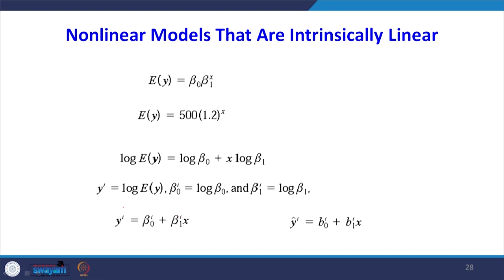So y dash is log of y. Beta 1 dash is log of b 0, then beta 1 dash is log of b 1. So this equation can be estimated with the help of the sample regression equation, but we should be very careful while interpreting. You have to remember that it has to be brought back into the original terms.